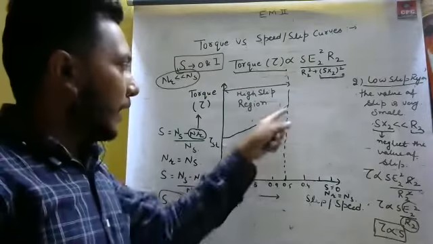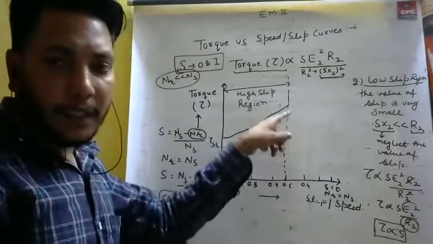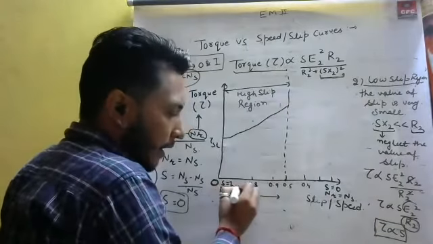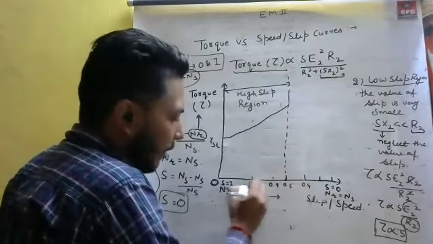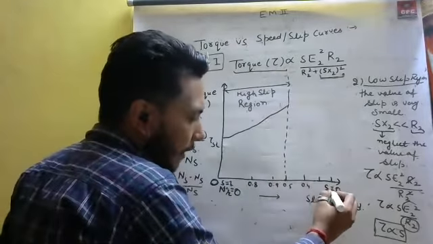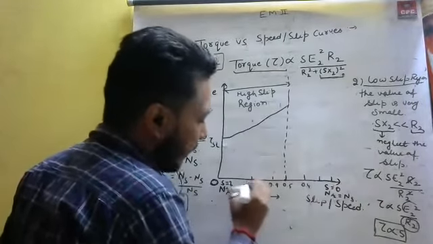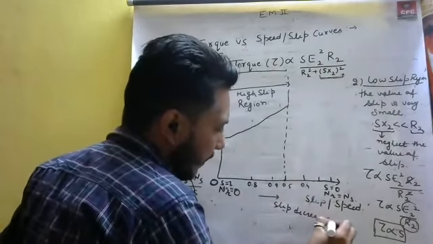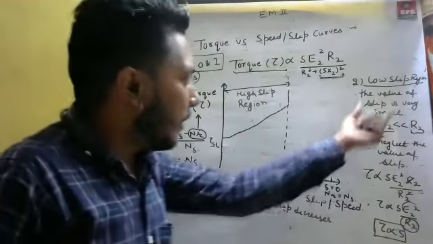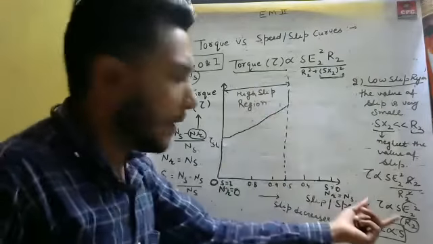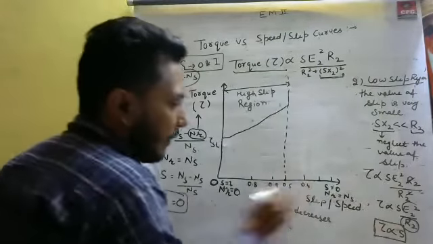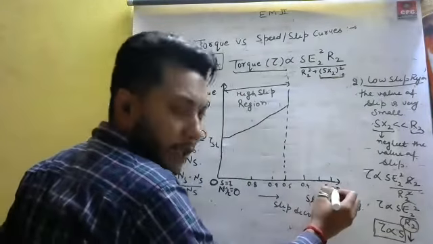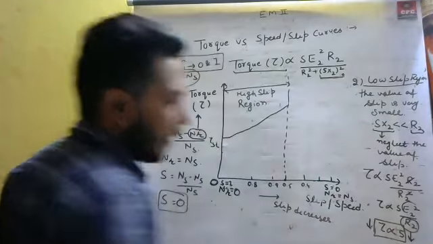So we can see that the value of slip decreases. Here, this is the origin. Here the value of slip is 1. Now from left to right, the value of slip decreases from 1 to 0. Now, if we are talking about the low slip region, the value of slip decreases from starting to running condition, and the torque also decreases.